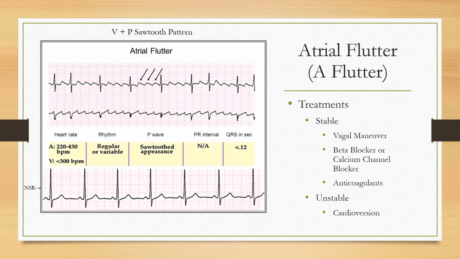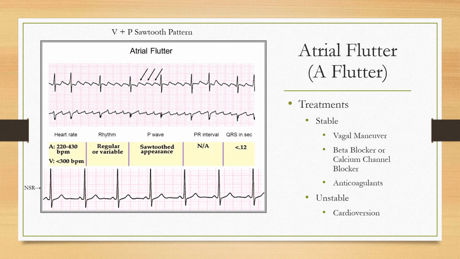If it's unstable, so say someone comes in and they have atrial flutter suddenly and their blood pressure is 80, well, we don't give them drugs at all. We just go right to electrical cardioversion, right? Unstable rhythm equals electrical cardioversion.